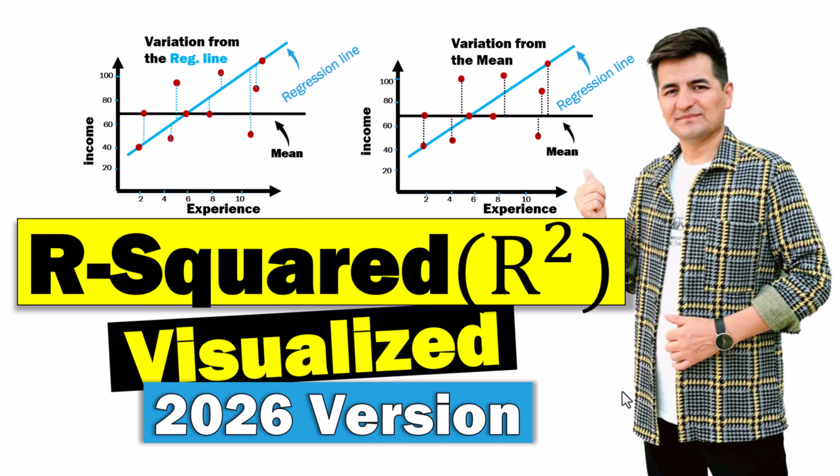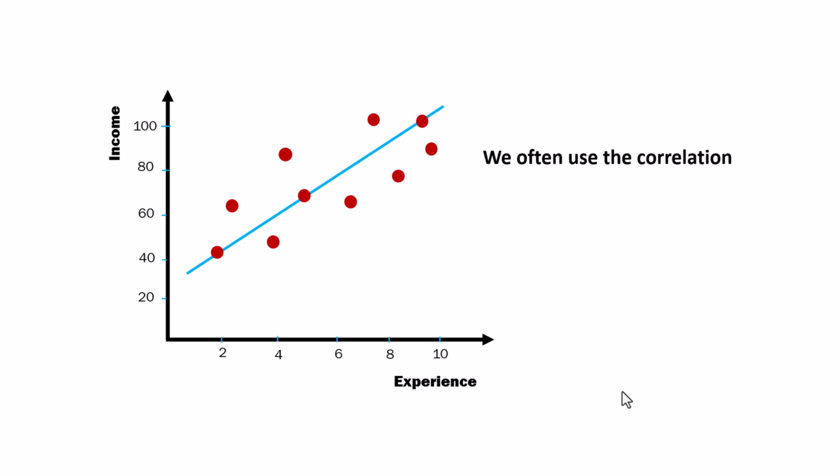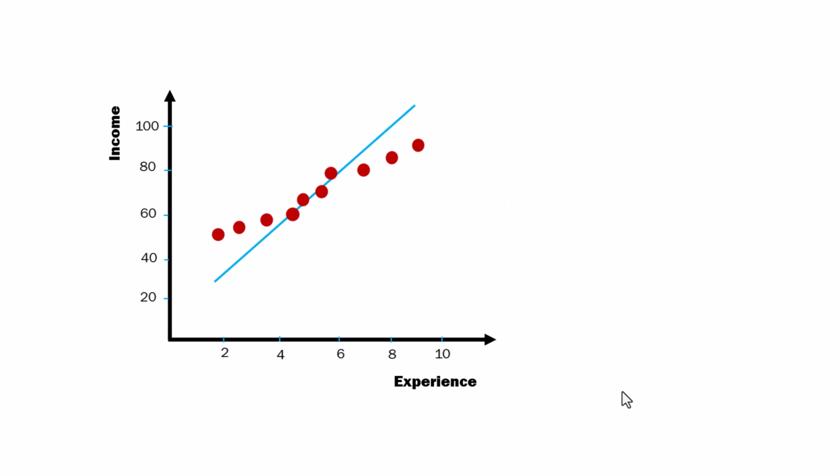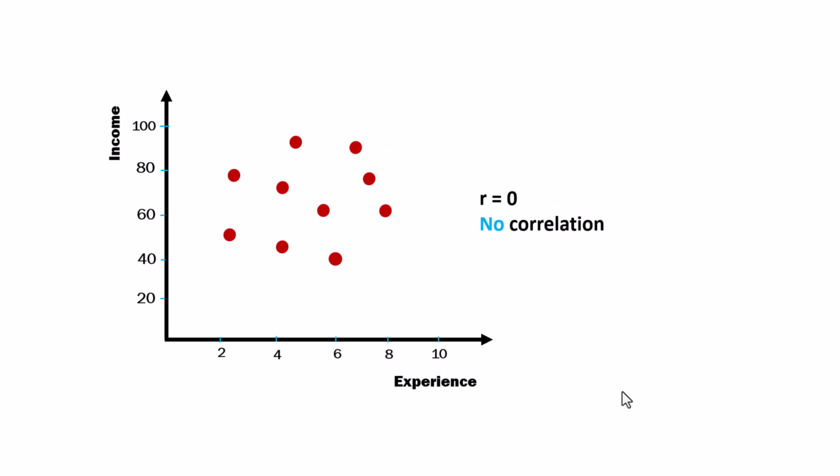In this video, you will learn R and R squared visually and clearly. We often use the correlation coefficient R to see how two variables relate. It tells us the strength and direction, ranging from -1, perfect negative, to +1, perfect positive correlations. This figure indicates no correlation.